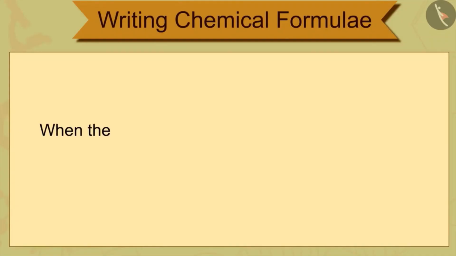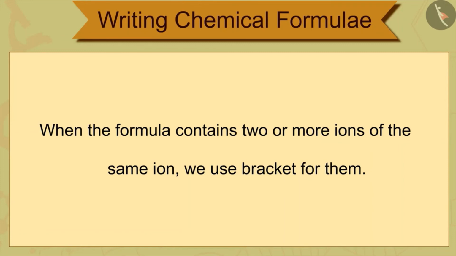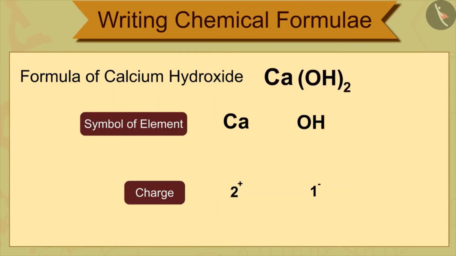When the formula contains 2 or more ions of the same ion, we use brackets for them. For example, the formula for calcium hydroxide is Ca(OH)2 and not CaOH2. Here, the bracket around OH with a subscript 2 indicates that there are 2 hydroxyl OH groups joined to one calcium.